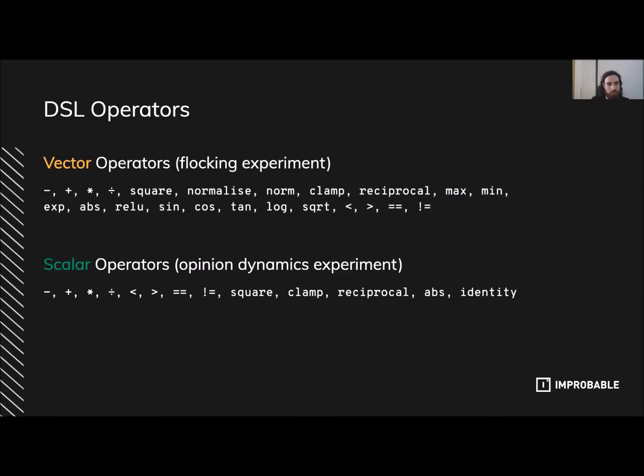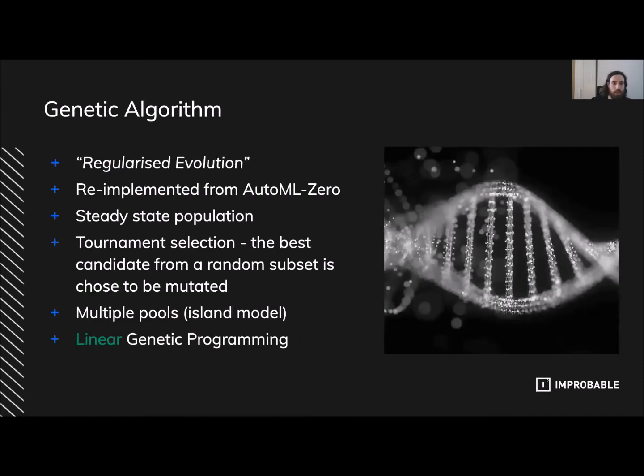Here you can see the DSL operators. Again, the vector ones we use for the flocking experiment, scalar for the opinion dynamics experiment. There's nothing to do with flocking in here. This is just basic mathematical operations and some basic conditional operators. So I wouldn't worry too much about what these are, but basically these are just very basic maths. And we use the genetic algorithm, obviously, to learn the code.